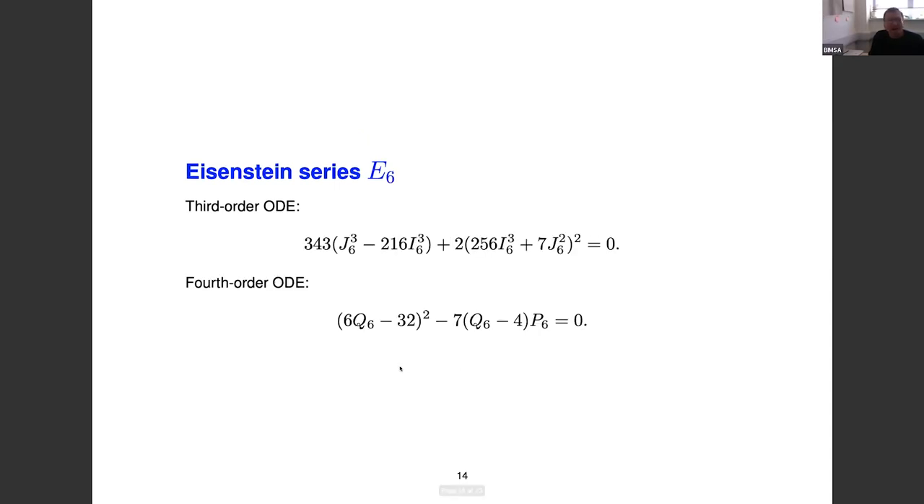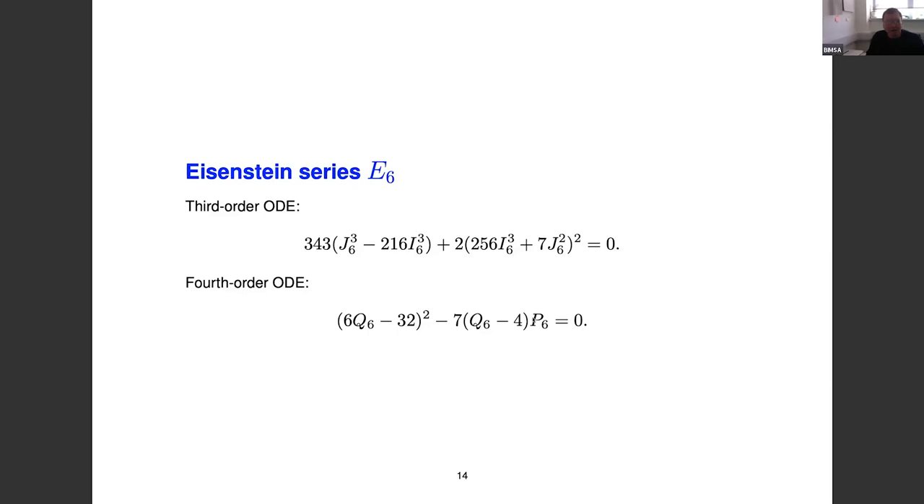Okay, E6. Differential equations for E6 are quite long, but if you write them in terms of the invariants, they're quite simple. So this is a third order differential equation in terms of E6, with I6 and J6. By the way, this equation defines a rational curve. It's high degree, it's degree 6, but in fact it's a rational curve with singularity. And the fourth order ODE for E6 is also quite longish if you write it explicitly, but in terms of the invariants, it's simple, right? It's just defined by a quadratic relation among the invariants.